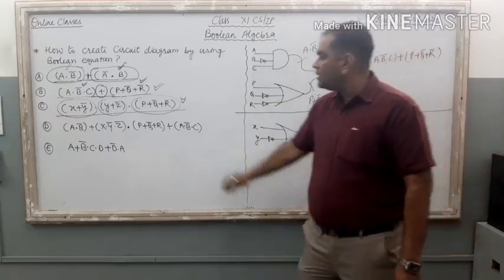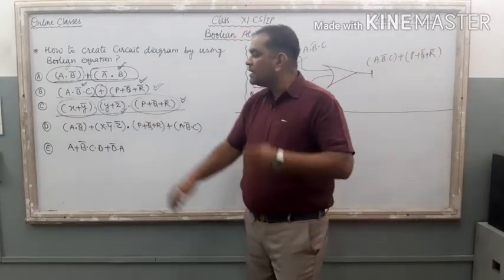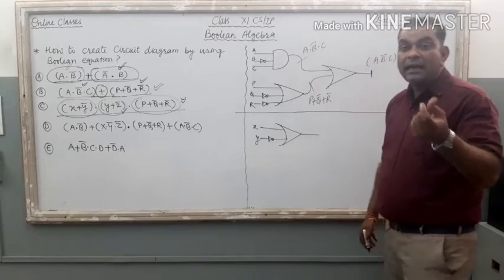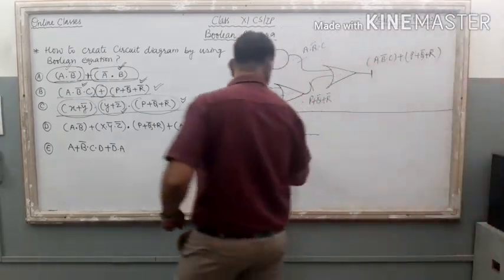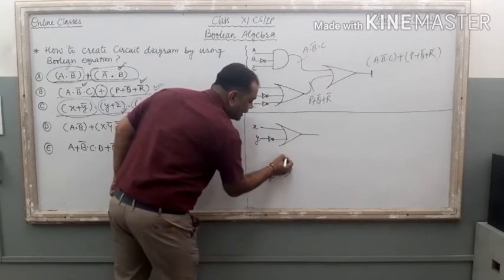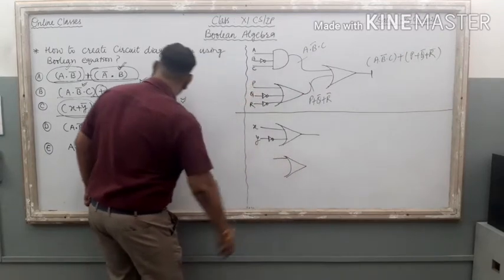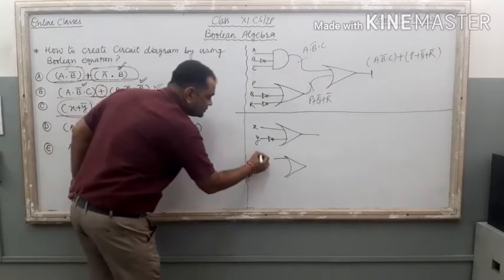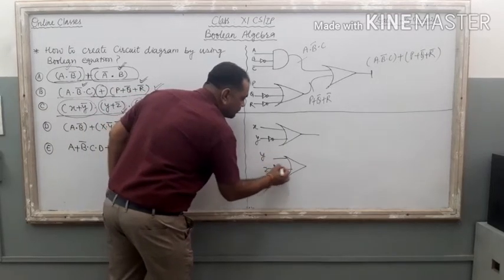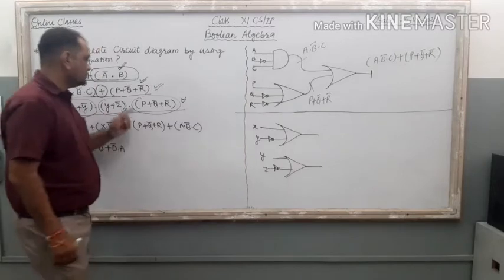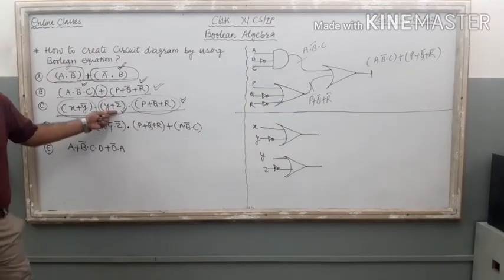Take the second part, which is Y plus Z bar. Again, the OR gate is there. The first input is Y and the second input is Z bar. So just draw the OR gate again like this one. First input it is Y. Second input it is Z bar, meaning supply Z with NOT. It is also ready. It is also completed.